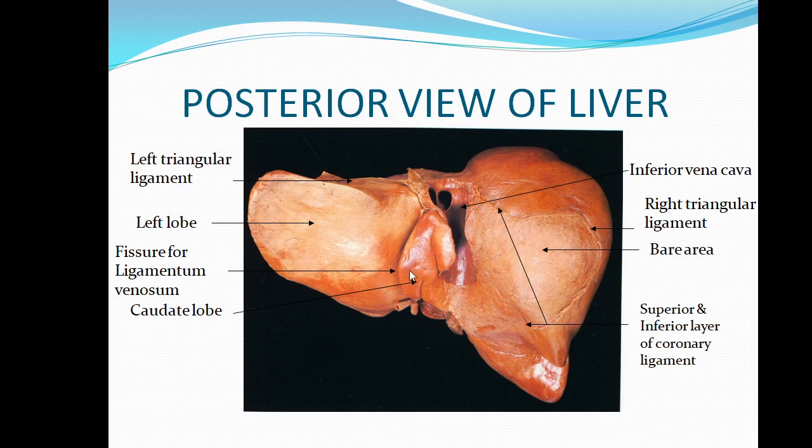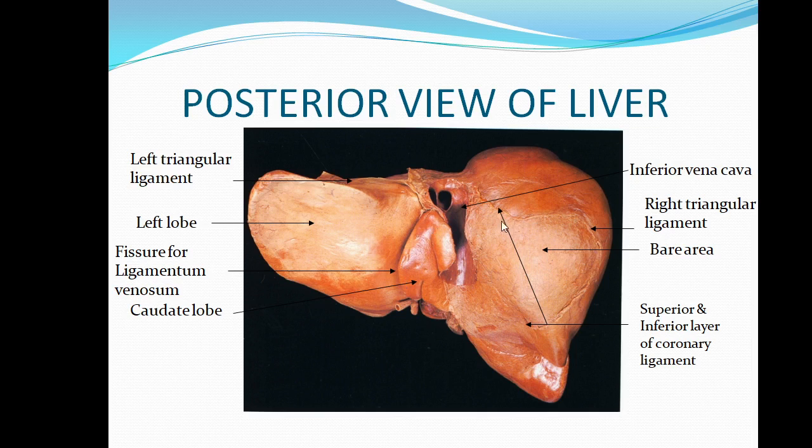What you can see is the caudate lobe, and this is the caudate process, and this is the fissure for the ligamentum venosum. This is the fissure for the ligamentum venosum.